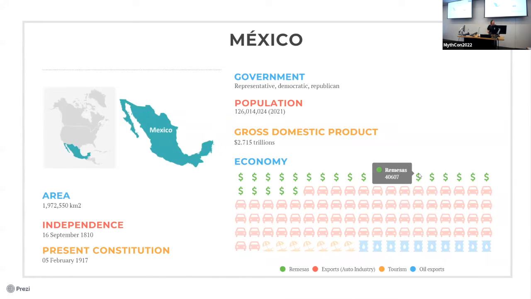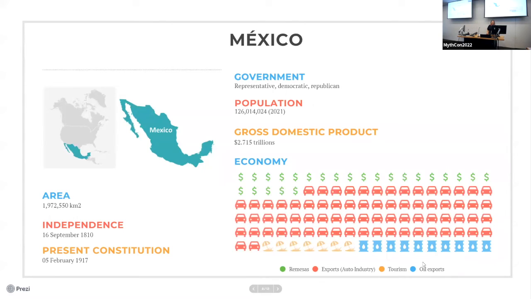Second is what we call remesas. It's the money that Mexicans, first and second generation Mexicans that live in the United States, send to Mexico every year, and that's our number 2 income. Somehow the government right now says that this is a success of their government, and I fail to understand how people having to go to another country and then send money is a success from the government.